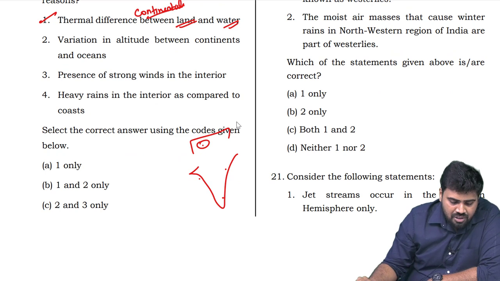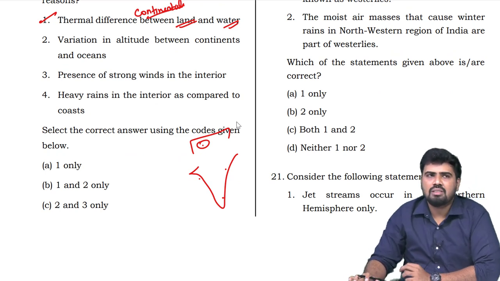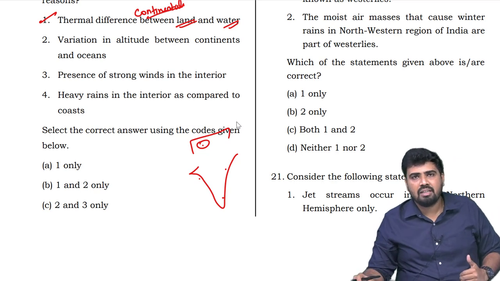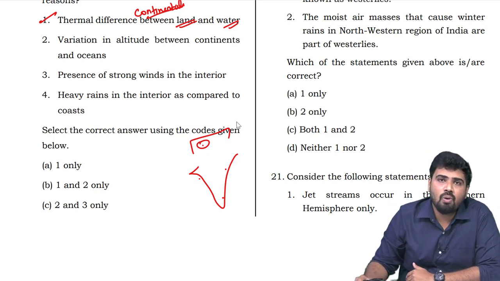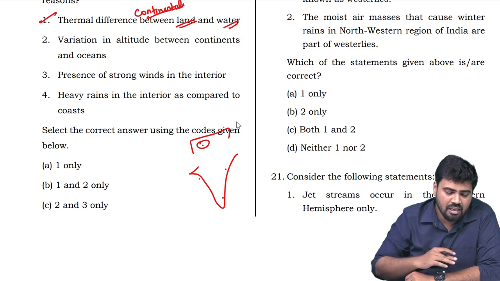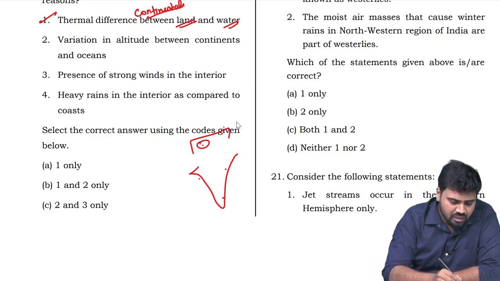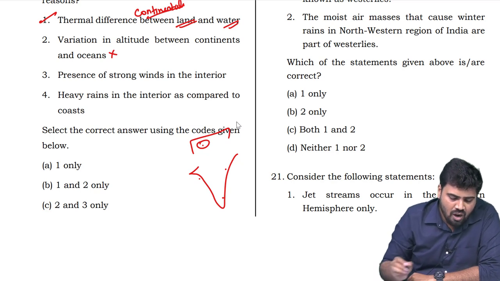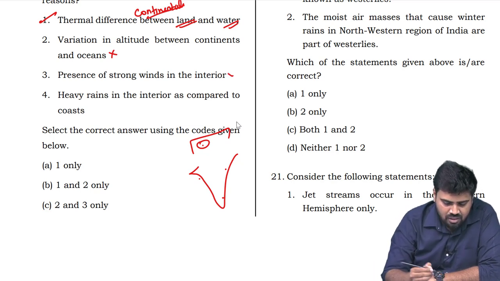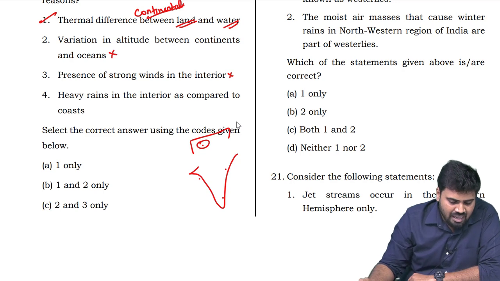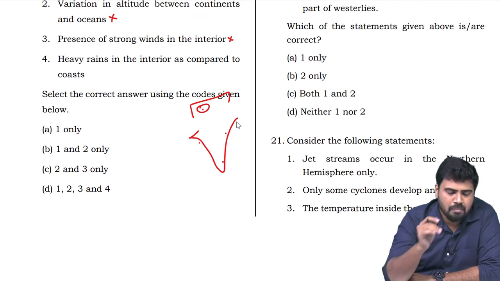Second, variation in altitude between continents and the ocean. See, altitude can make a difference, but it is a highly localized factor. Whether it can create a huge difference between continent and oceans, it is definitely not true. Presence of strong winds in the interior, that is also not true. Third, heavy rains in the interior as compared to the coast.